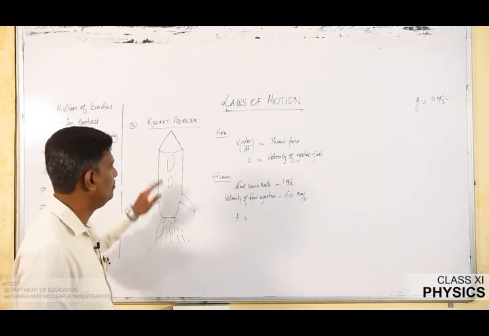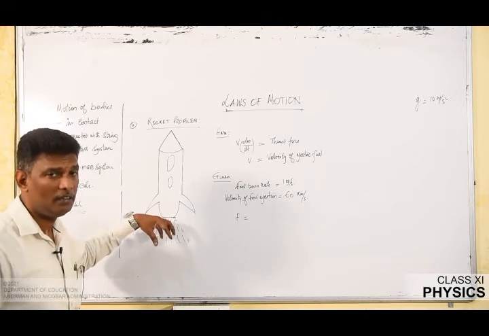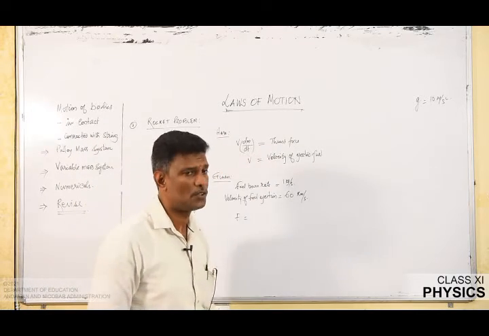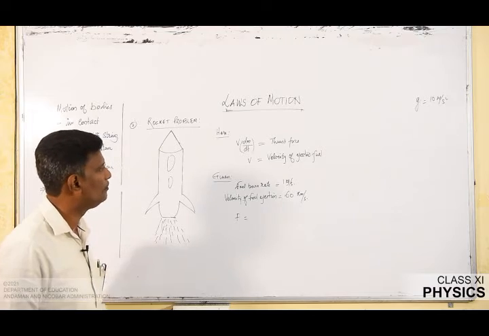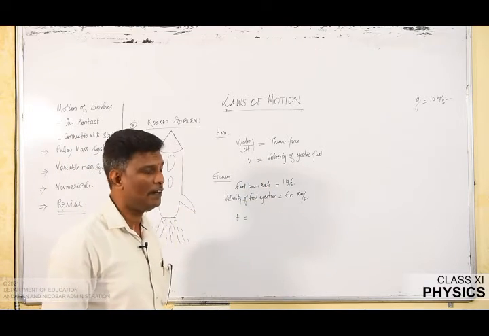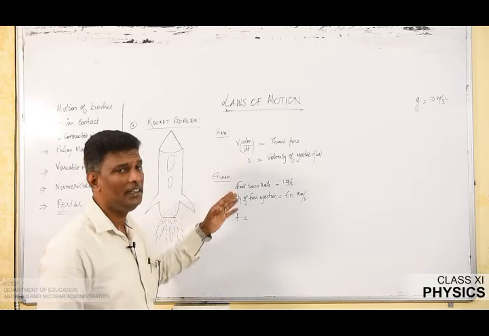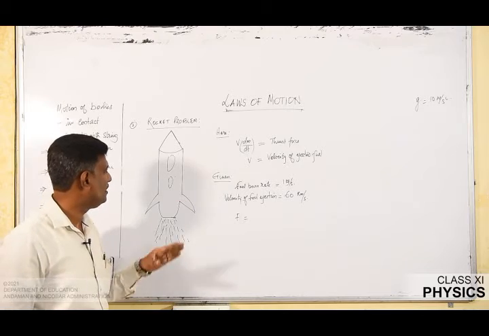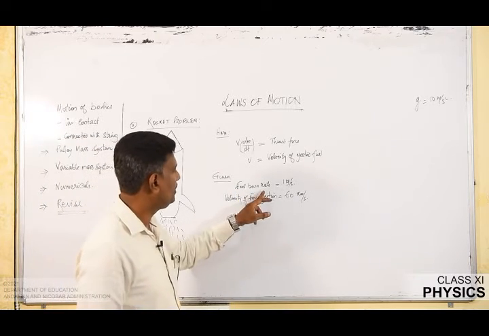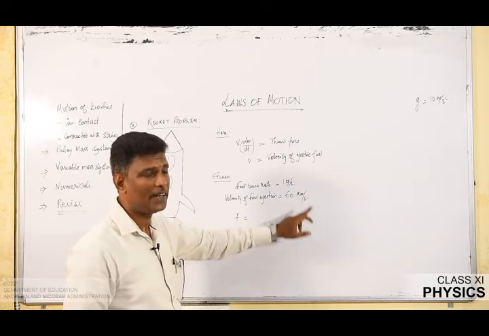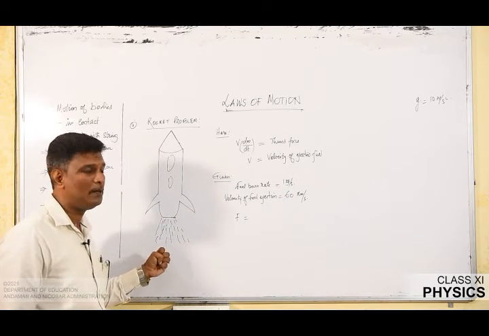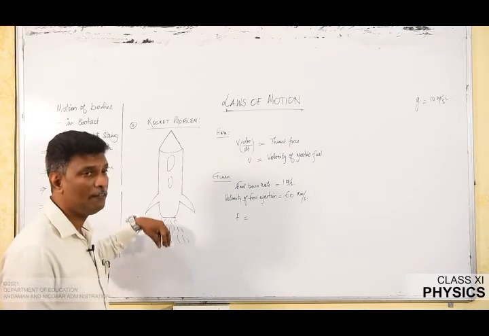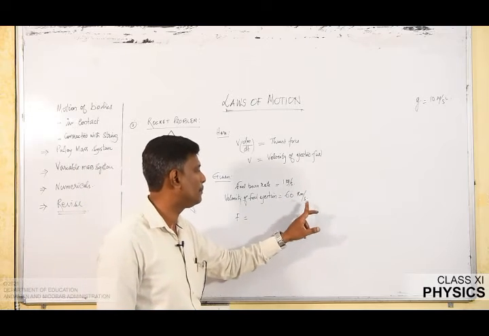Let us take a rocket problem. This is a rocket, it is ejecting the fuels. Here in this case, V dm by dt is the thrust force, that is thrust force given downward, and V is the velocity of the ejected fuel. That means the velocity with which the fuel is ejected. Let us take in this question the given fuel burnt rate is 1 kg per second, that is 1 kg fuel is burnt per second, and the velocity of fuel ejection is 60 km per second.